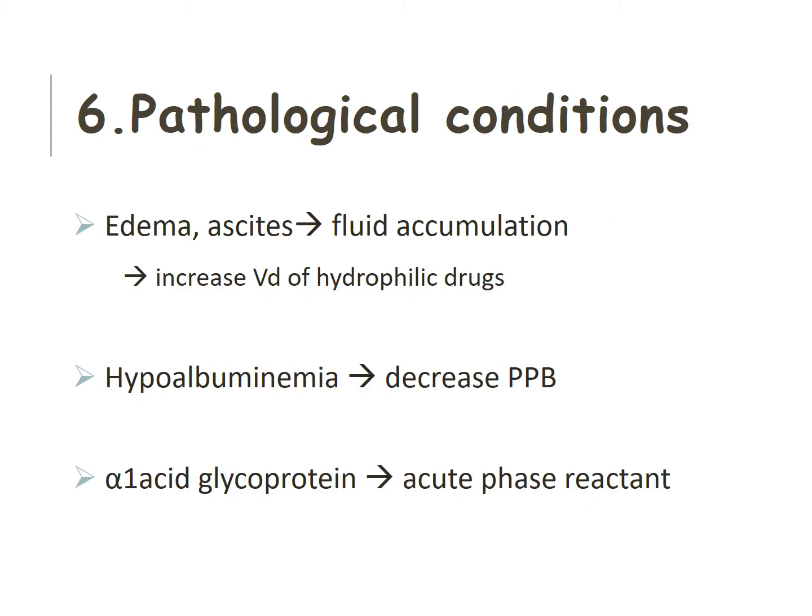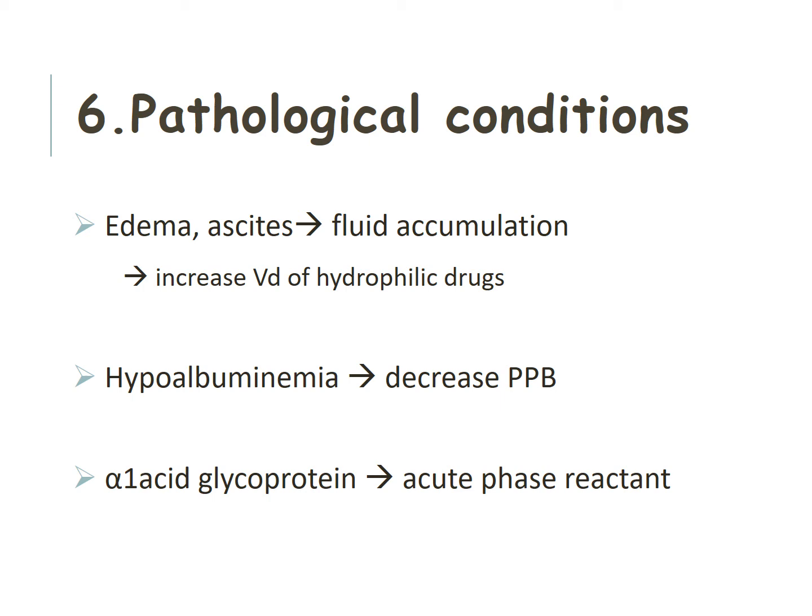Now, the next factor is pathological conditions. In some pathological conditions, our volume of distribution also varies. When there is edema or ascites, it can lead to fluid accumulation. So the volume of distribution of hydrophilic drugs increases, because there is an excess amount of fluid in our body when there is ascites or edema. The water soluble drugs can accumulate more during this period and it leads to toxicity.